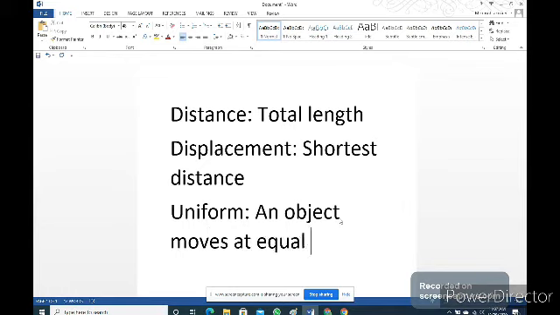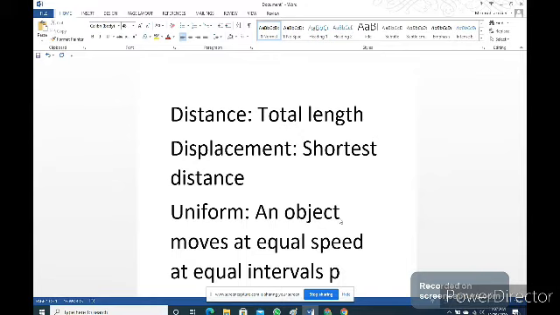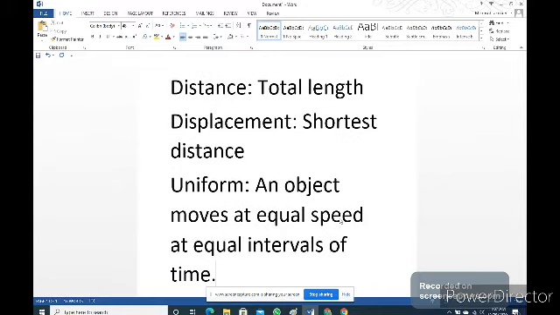The correct example is going to be the clock, because it moves at an equal speed. It does not move so fast or so slow. It moves at an equal speed, and this is known as uniform motion. Non-uniform motion does not move at an equal speed at equal intervals of time. So the examples of uniform motion are this clock, etc.